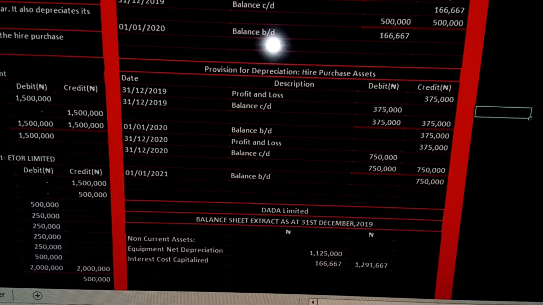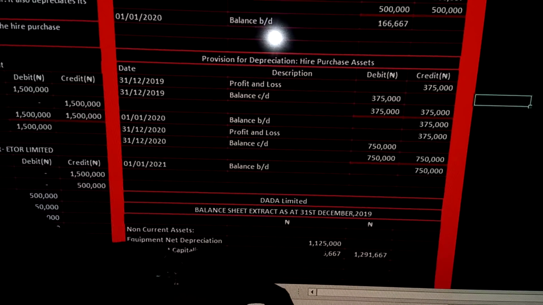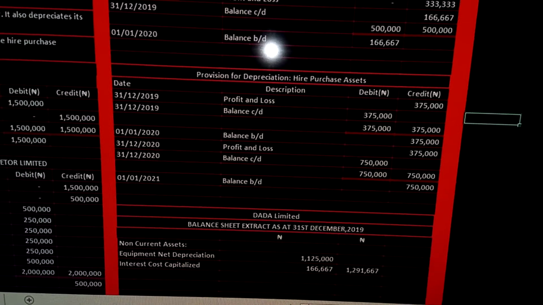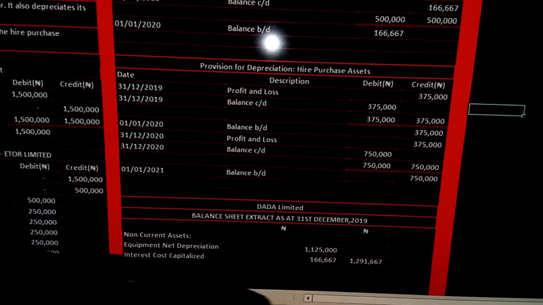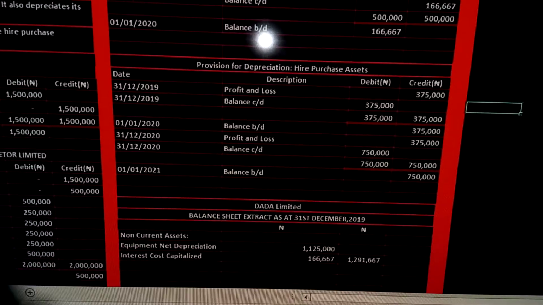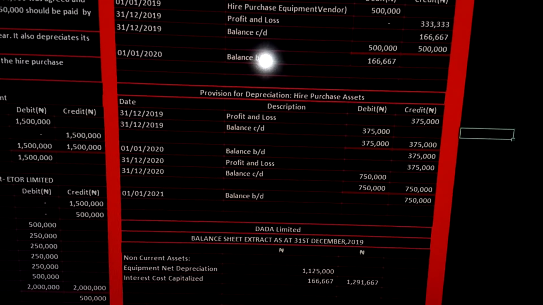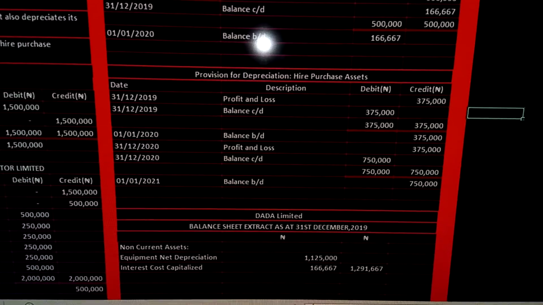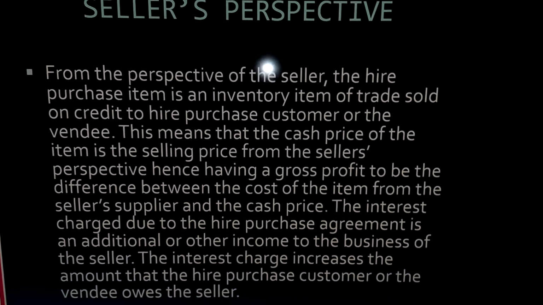So the balance sheet extract, which is equipment, net of depreciation, is 1,125,000. Okay, the cost of the asset is 1.5 million. Take out depreciation of 375,000 for the year, you have 1,125,000. And then you have the interest cost capitalized, which is 1,666.7. Remember, I told you that it is more like borrowing cost, and according to IAS 23, we capitalize the cost of borrowing.